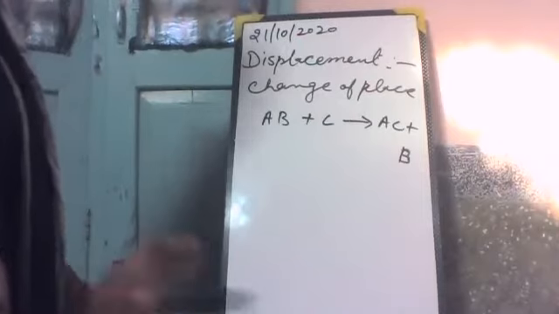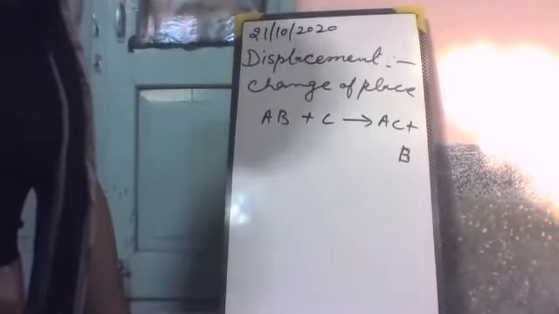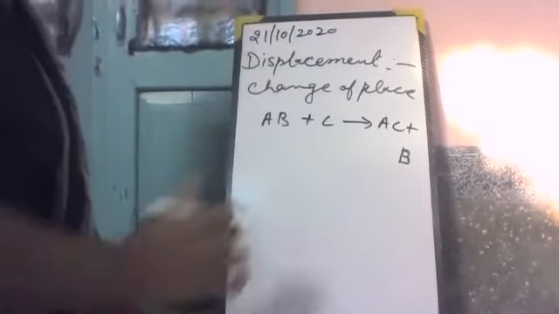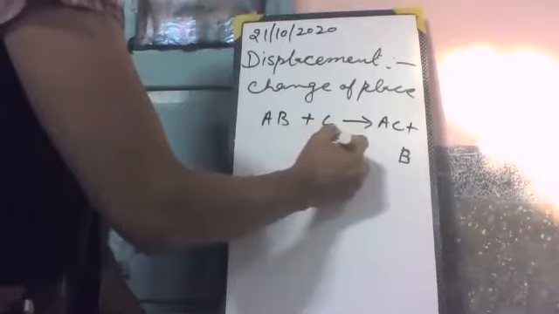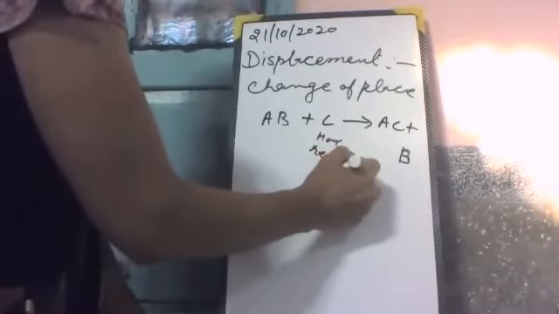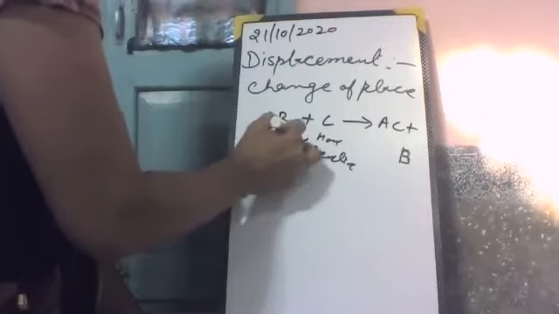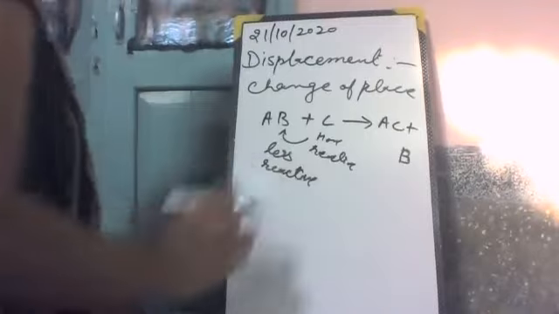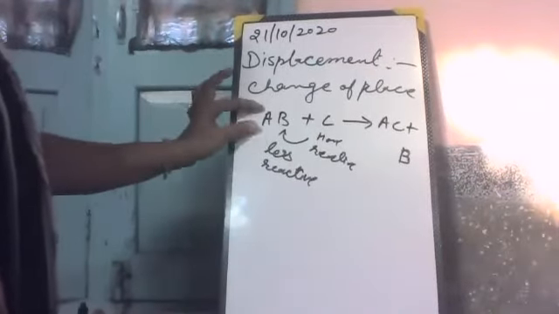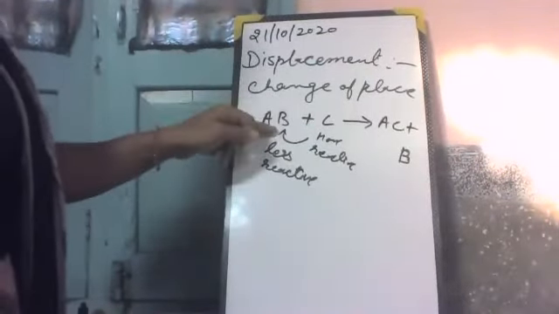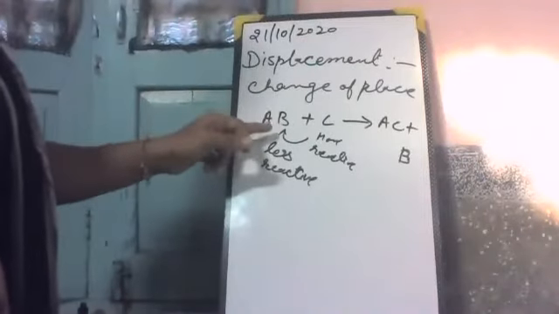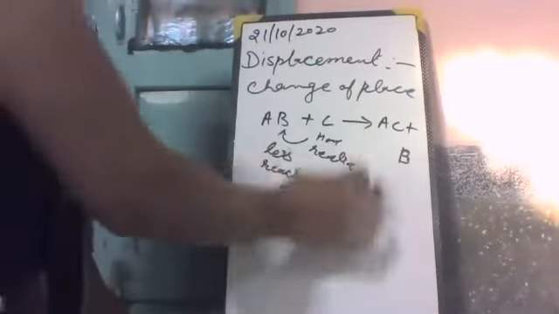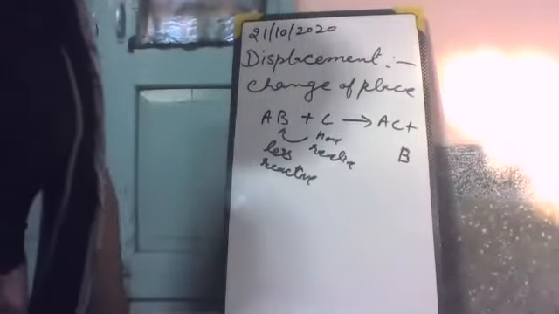Here a more reactive element displaces the less reactive element. This is more reactive, and it displaces the less reactive element from a substance, takes the place of it, and releases the less reactive element from the substance. This is known as displacement reactions.